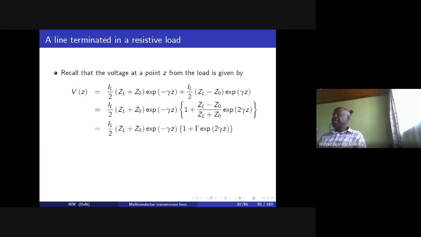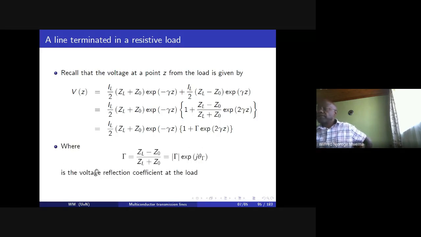We are not making any assumptions about the lines. That's why we are giving the propagation constant as gamma rather than j beta. Therefore, in such a case, the line voltage can be expressed in this form, where we have taken the positive-going term out of the expression and factorized it out. We have defined (ZL minus Z0) over (ZL plus Z0) as a factor gamma, and this is multiplying the exponent of twice gamma z.